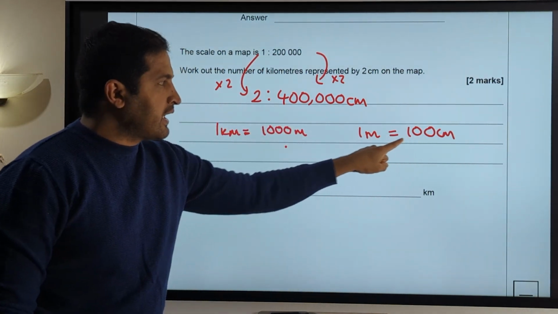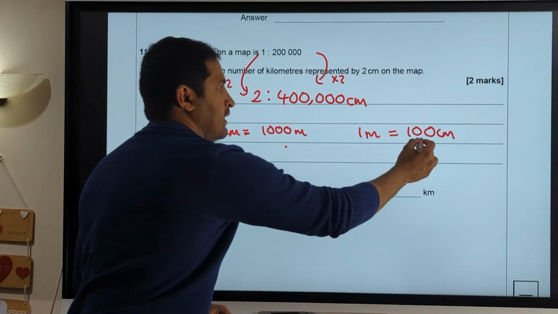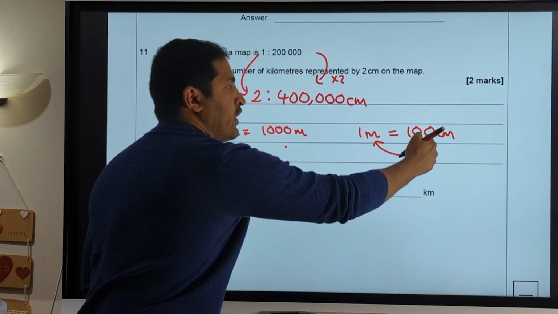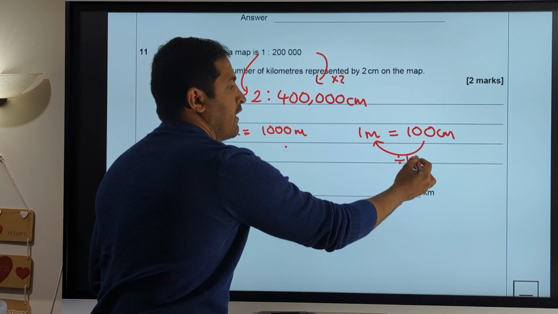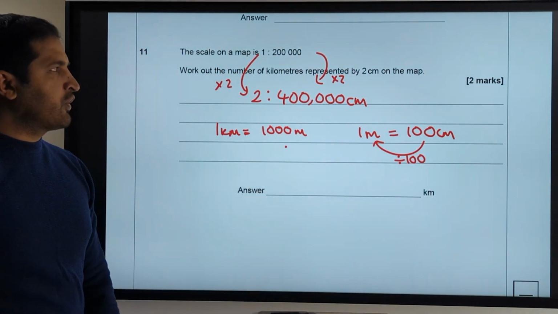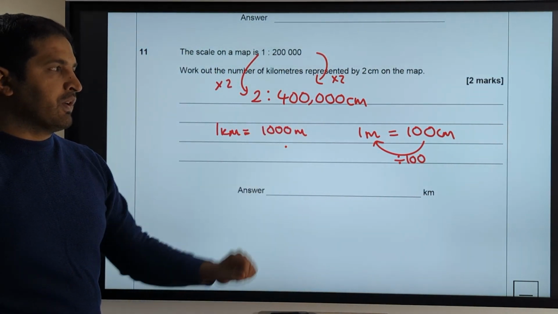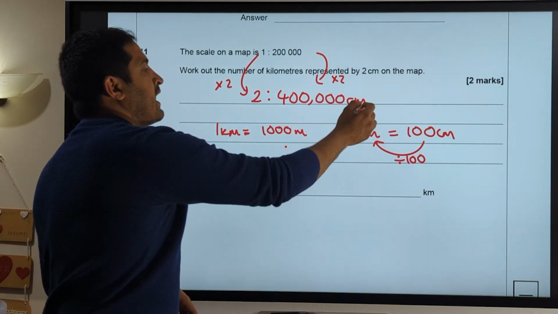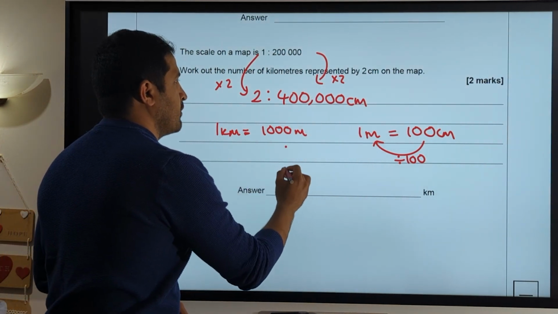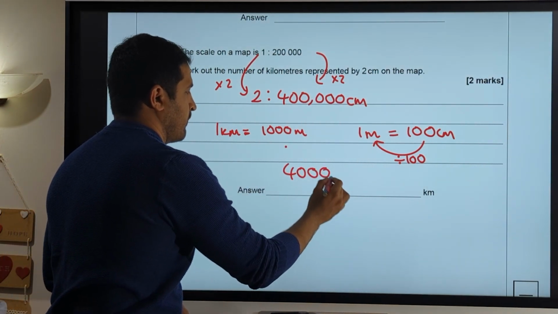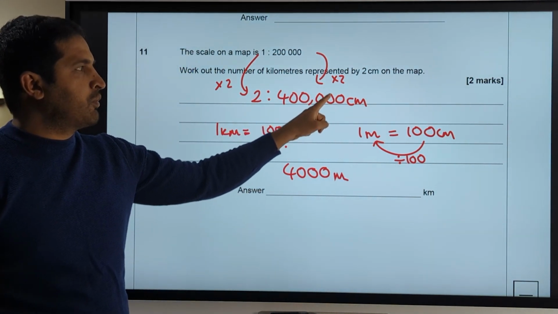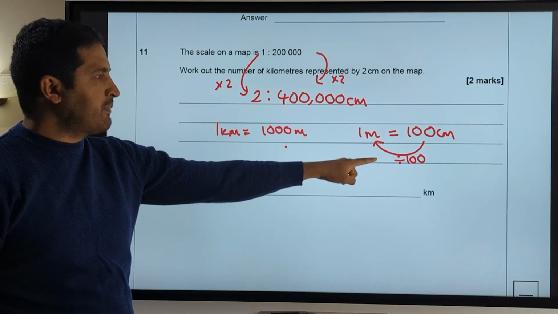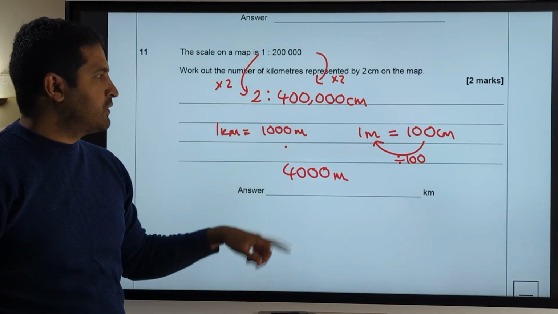I need to change centimeters to meters first. What am I doing? I'm going from 100 to 1. So if you go from 100 to 1, you divide by 100. So I need to divide that 400,000 by 100 first to get into meters. So 400,000 divided by 100 will give me 4,000 meters. Does that make sense? Dividing by 100 means get rid of those two zeros.